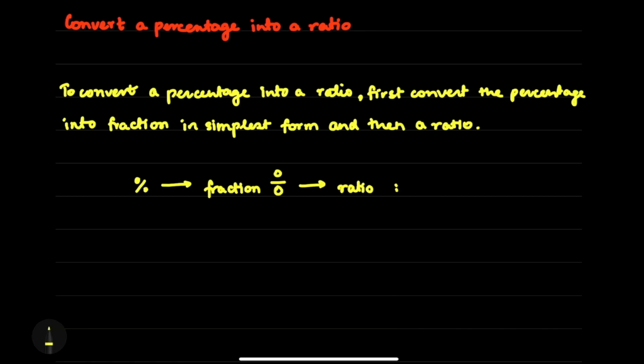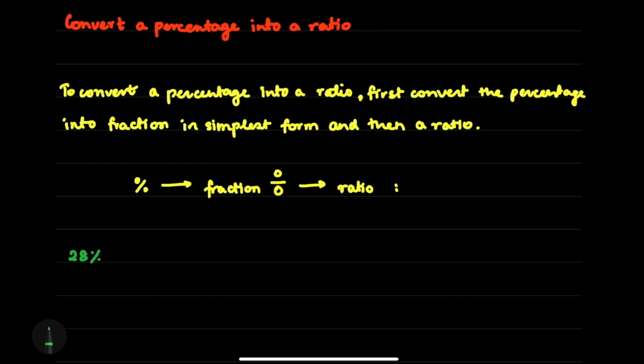Now let's look at how to convert a percentage into a ratio. If we want to convert the percentage into a ratio, we first need to convert the percentage into a fraction and then convert it into a ratio. The fraction in the simplest form can be written again as a ratio. So that's how it goes. I've created this simple flow chart for you to see how it works. We have the percentage sign, which first converts to a fraction in the simplest form, and then it goes on to become a ratio.